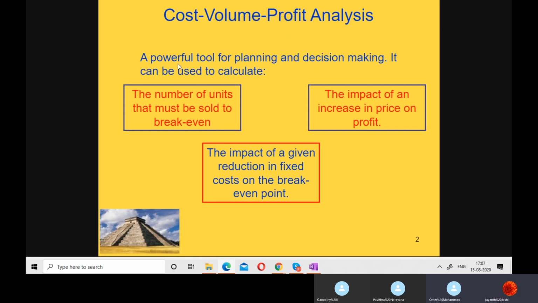So CVP analysis is a powerful tool for planning and decision making. It can be used to calculate the number of units that must be sold to break even. Why are we studying this CVP analysis? Why, as a cost accountant, is it so important for you? Because it is a very important planning and decision making tool when you become a CMA, and it will help you calculate how many units you should sell to break even.